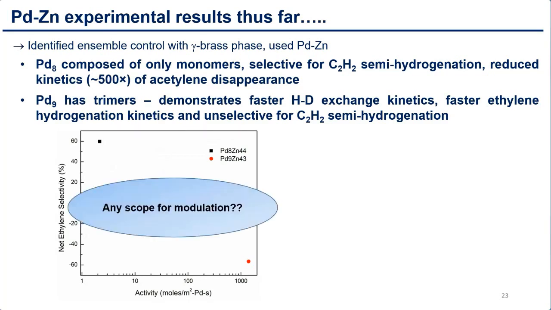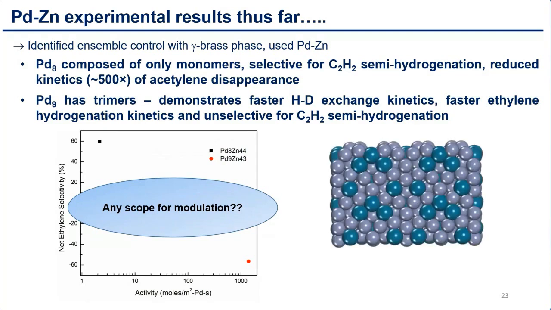And so the question is, is there any scope for modulation? Is there anything we could do, presumably to palladium-9, to influence the selectivity? We'd like to increase that selectivity. This is not an example of trying to optimize. We're just trying to understand if we can modulate activity and selectivity by tuning parameters of these isolated active sites.